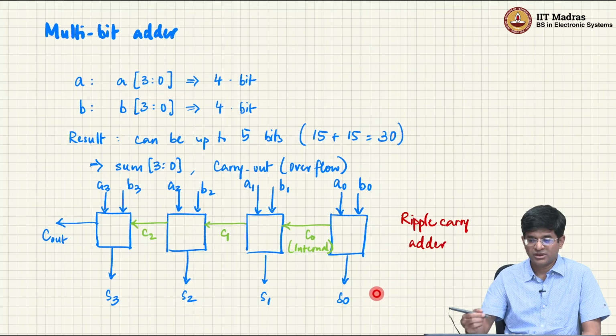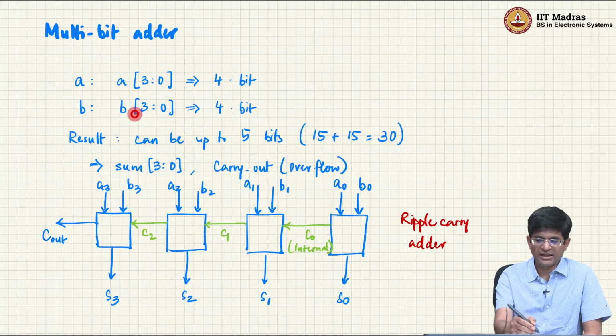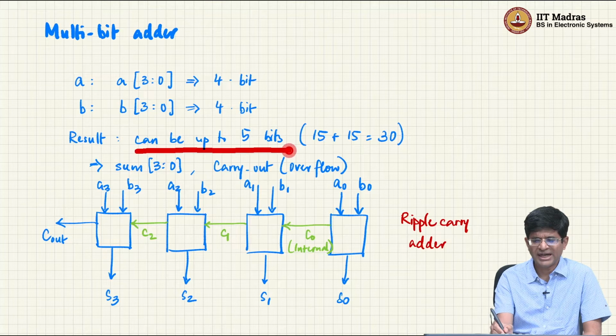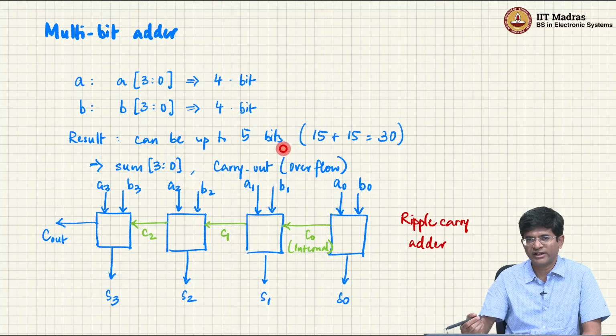Now once I have an adder which is already a full adder, so to say, I can now construct a multi-bit adder where I take 2 inputs A and B, which are 4 bits each, for example. But I need to keep in mind that if I add 2 4-bit numbers, the result can be up to 5 bits wide. Why is that? Because with 4 bits, the largest number, ignoring 2's complement and negative numbers, is 1111, which is 15. 15 plus 15 is 30. 30 cannot be represented using just 4 bits. I need 5 bits.